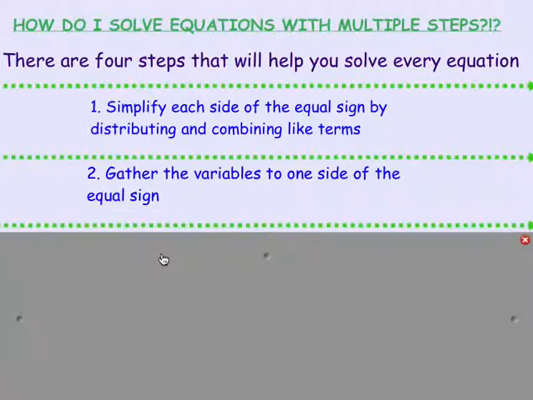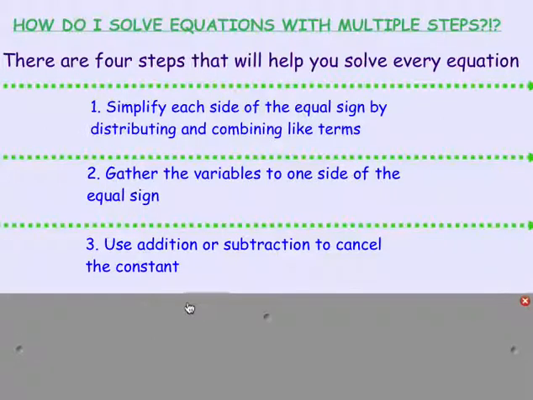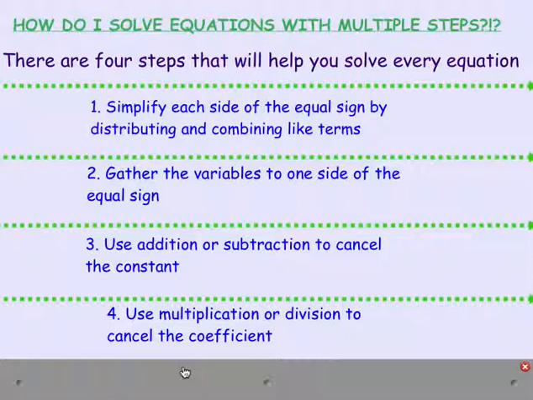The next thing you're going to do is gather the variables to one side of the equal sign. Now I can talk a lot faster than you can write, so please feel free to pause the video to write down whatever you need to. So we're going to make sure that all our letters are on one side of the equal sign. Next, we're going to use addition and/or subtraction to cancel out the constant. Now the constant is the thing that's just a number, so you're going to try and bring that over to the other side. And finally, you're going to use multiplication or division to cancel off that coefficient.